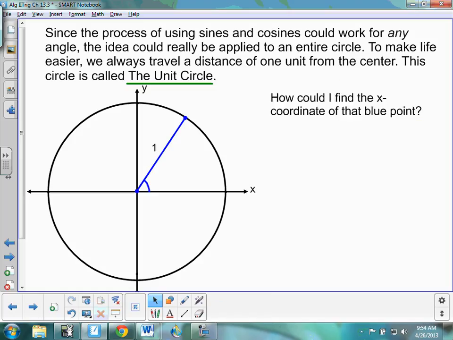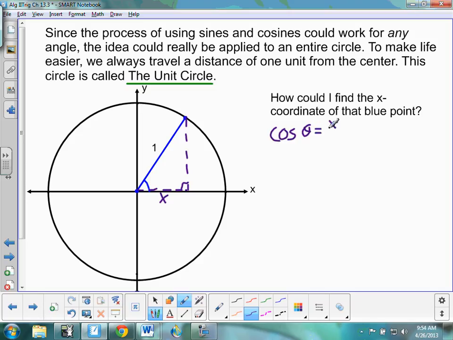Start here. How can I find the x-coordinate of this blue point? If I want the x coordinate, I can think about this triangle, which is a right triangle, and I want this x distance, which is cosine. Cosine of theta would be x over 1, which really just means that the cosine of theta is x, because the hypotenuse was 1. That's what makes this easy. The hypotenuse is 1. The x coordinate is just cosine theta.